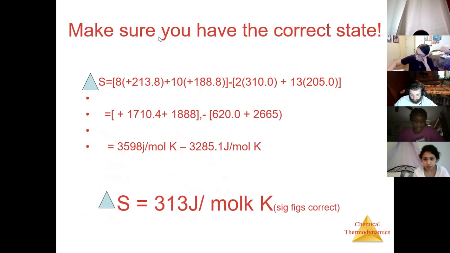So I do that math out. I take my 8 times 213.8. To that, I add 10 times a positive 188.8. From that, I subtract the sum of 2 times 310 plus 13 times 205. I add all that up. I get a positive 313 joules per mole.